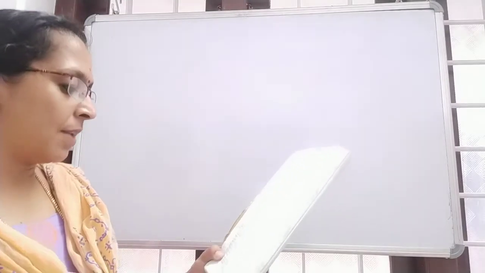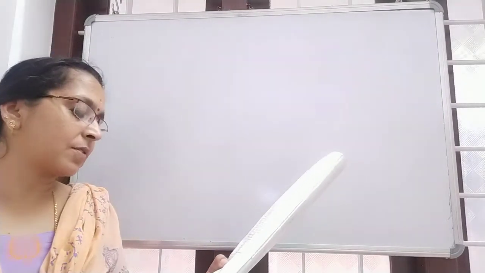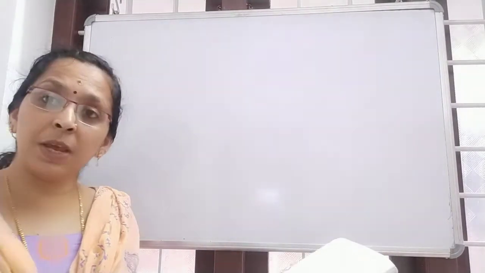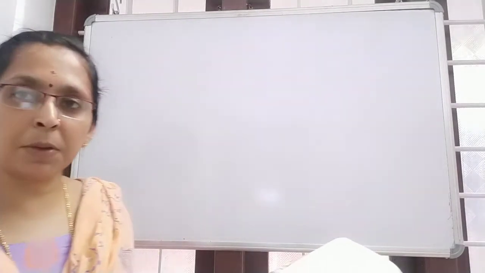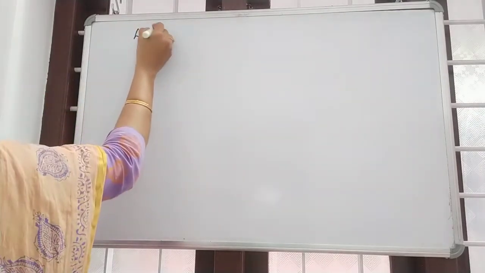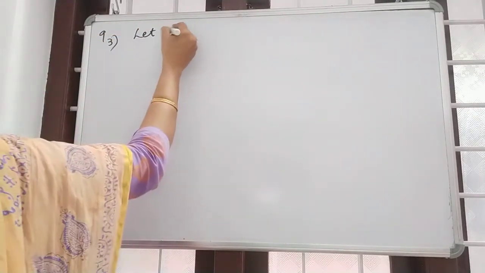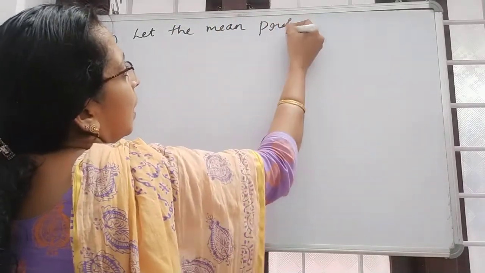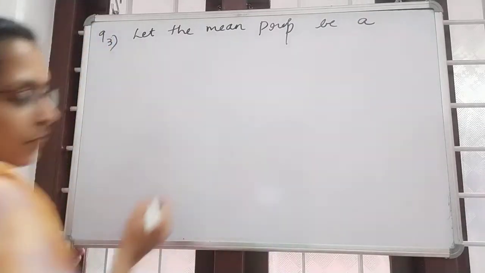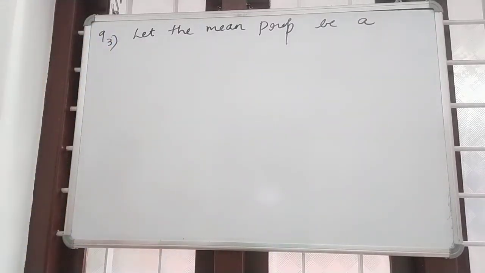Ninth, third question. Find the mean proportion to x minus y and x cube minus x square y. We don't know the mean proportion, so we can assume it as A. Let the mean proportion be A.